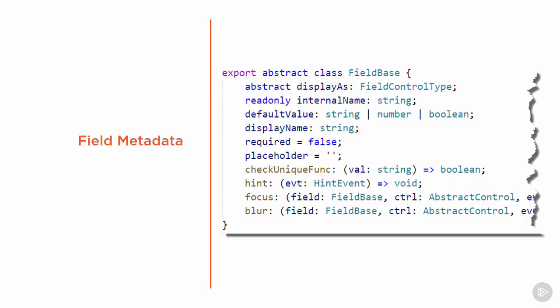All of the dynamic aspects of the form are driven from the field metadata, which is based on the field base class shown here. It defines the various bits of information about any given field to be displayed on the form, covering everything from the label to a default value to functions for custom validation, showing a field hint, responding to focus and blur events, and more.